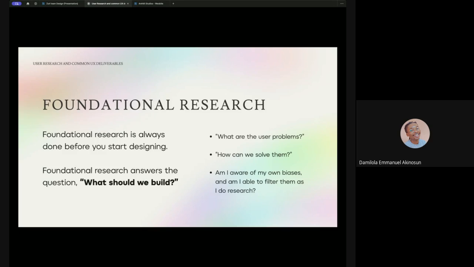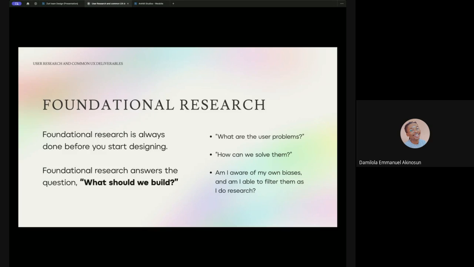There's something I tell people sometimes, or a feedback I give my team or colleagues whenever they ask me to help them make a decision. I tell them point blank that, look, I'm biased towards this. If you're telling me to choose between products or brands or something, I would just tell you straight, look, I'm biased towards this. So if I'm telling you that this is the best, it's probably because of my bias, right? So the question is, am I aware of my own biases and am I able to filter them as I do research? So these are the questions that foundational research asks, right?